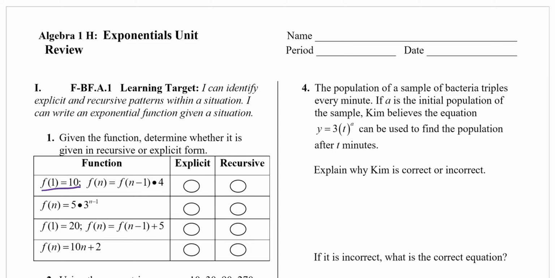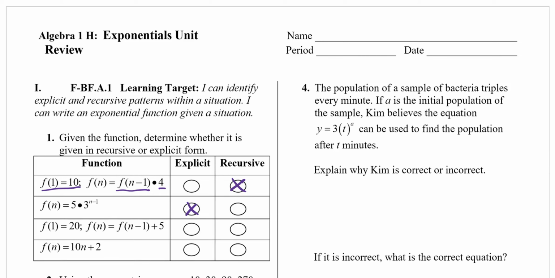and then we're given some function where f of n is equal to f of n minus 1, so that's the previous term times 4. That's going to be a recursive rule. The second one, f of n equals 5 times 3 to the n minus 1. That's going to be explicit because we're only given a rule, not what the first term is.